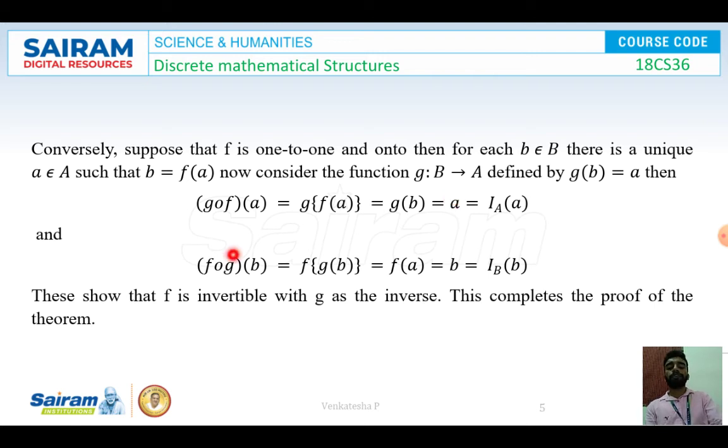Similarly, f∘g of b will be equal to f of g of b. It will be equal to f of a, because g of b is equal to a, and f of a will be equal to b, and b can be written as I_B of b. This is from the set B. So hence I can conclude that f is an invertible function, that is, g is the inverse of f.